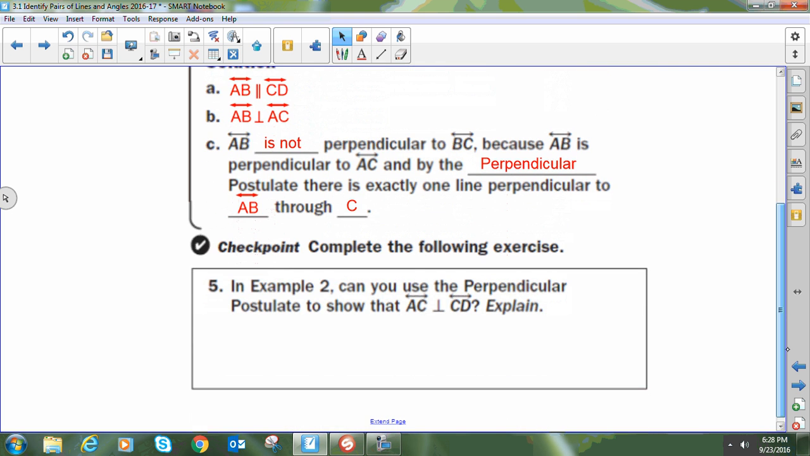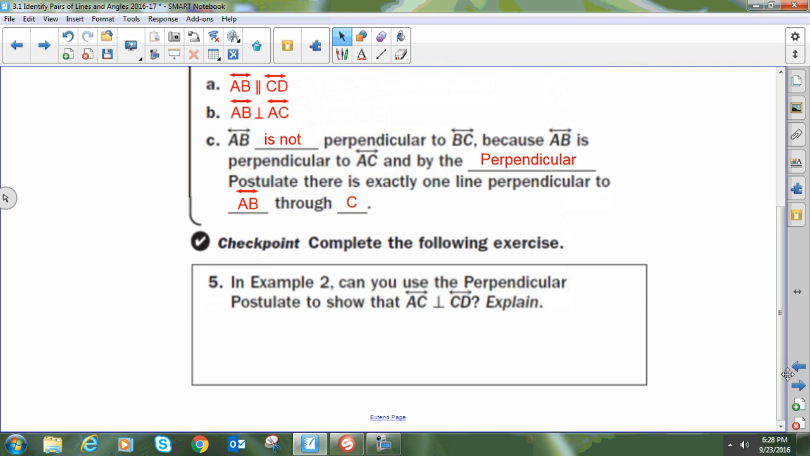Now here's the example that I would like you guys to work out. The question is asking you, just using the diagram that we see here, can you use the perpendicular postulate to show that AC is perpendicular to CD? So at this point, this is a question I want you guys to think about on your own. So pause the video and come up with the solution, and when you have your answer, come back and check to see how you did.